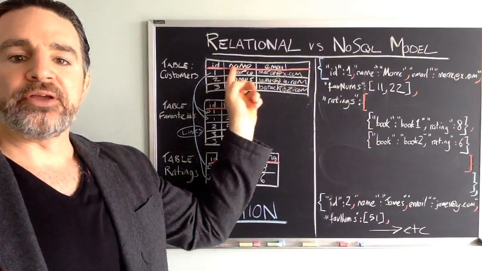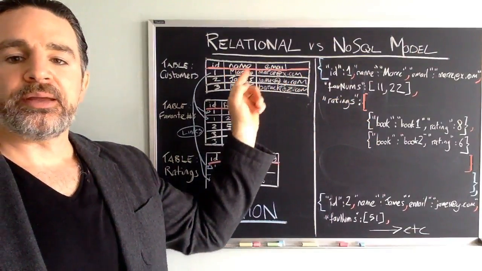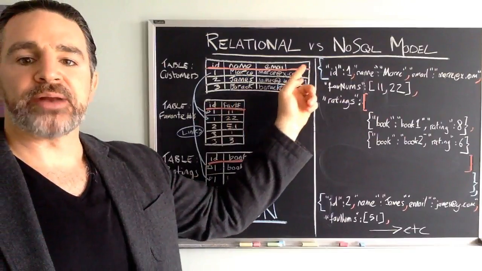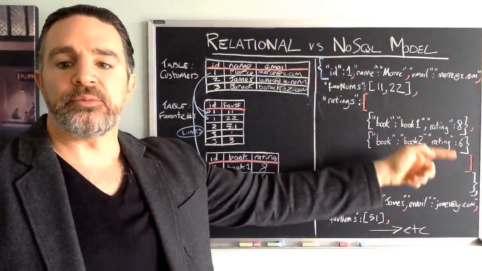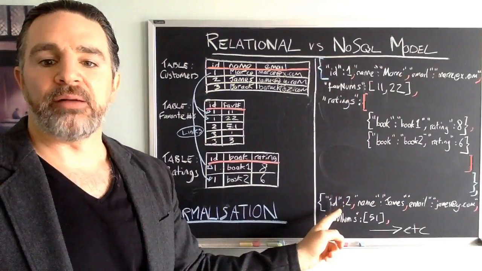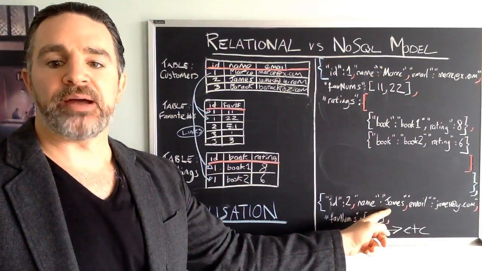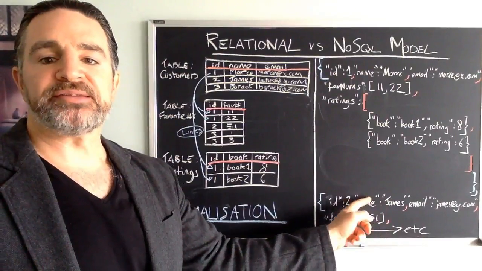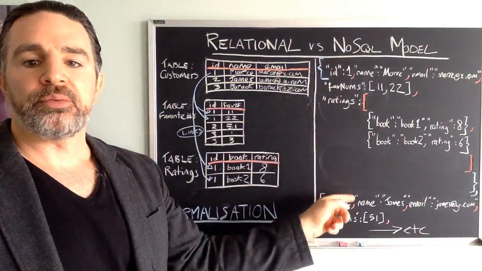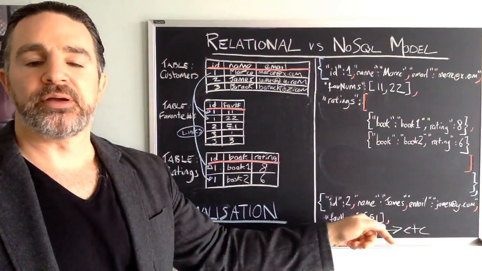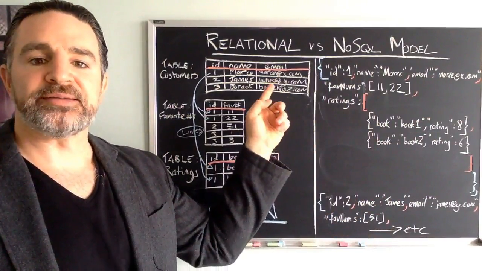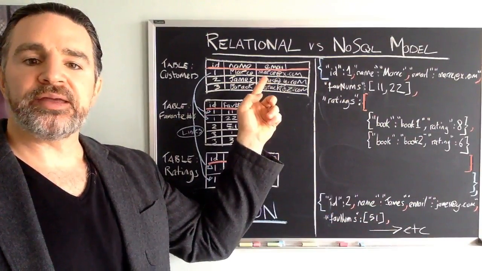Now, the equivalent of a table in a NoSQL database is called a collection. Now, this would be a collection. You can see here, I've got my second document, which is James. My second customer is James. This is my second document within my collection. Collection for relational database is table. But you can see that the key thing is here.